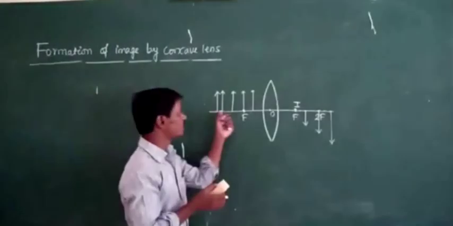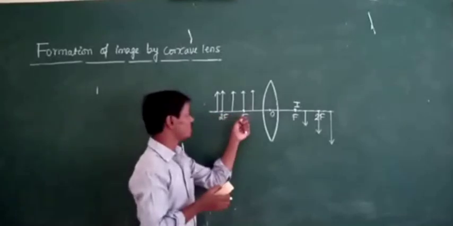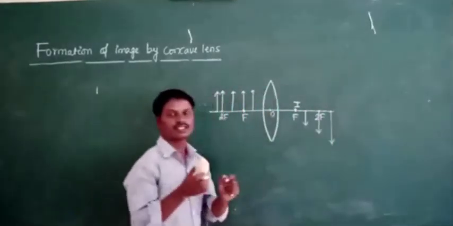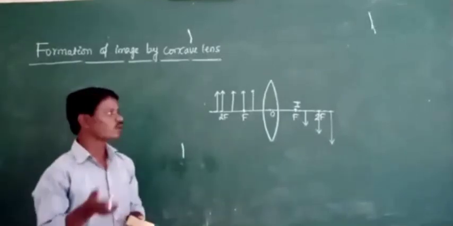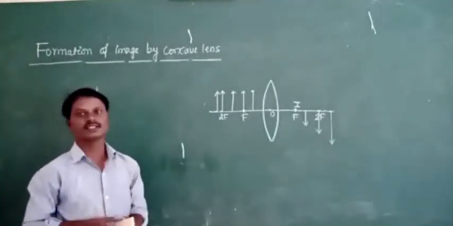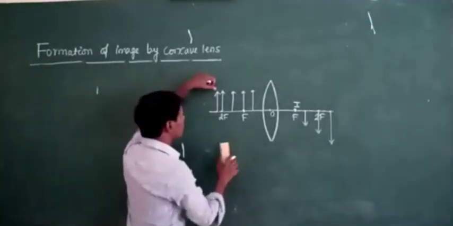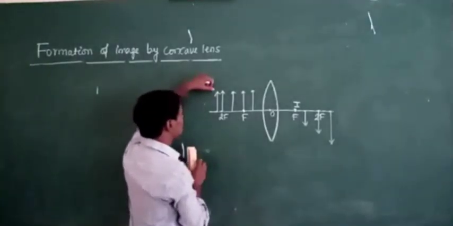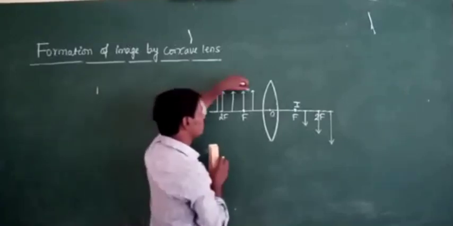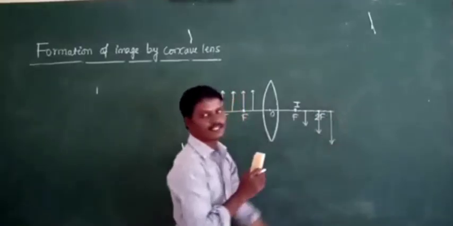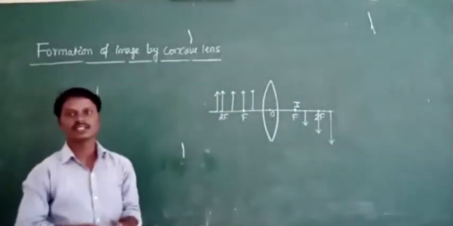Here in each case what happened? As the object distance decreases, image distance increases. So that is in case of convex lens. What about in case of concave lens? Let us study that. Also observe that as the object is moving from infinity to in between F and O, the size of the image goes on increasing, meaning the height of the image goes on increasing.